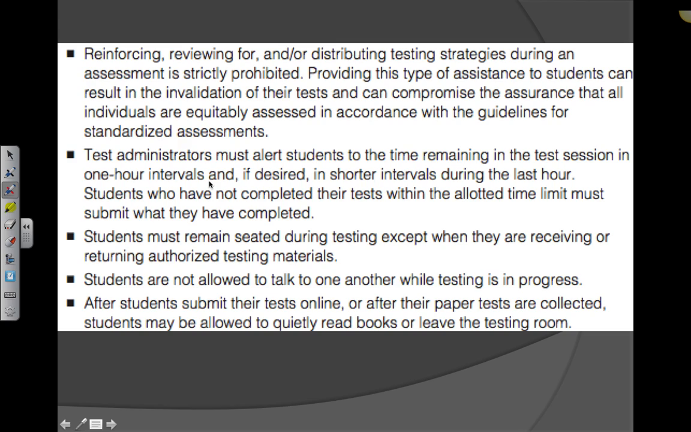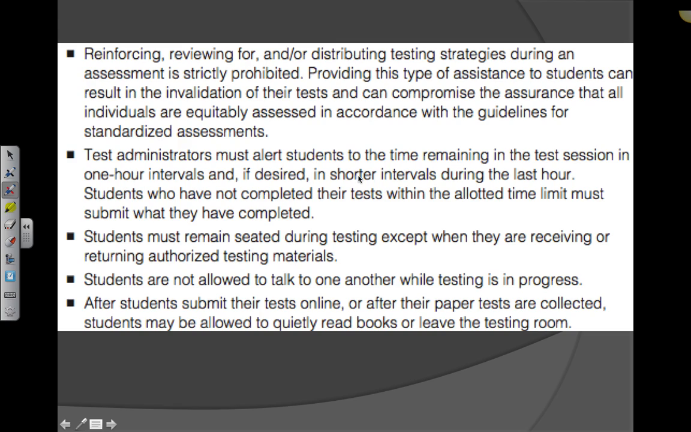Reinforcing and reviewing testing strategies: you cannot do that, not even before the directions are read. We cannot go over any testing strategies. We have those covered up for a reason. We're not allowed to remind them of that on the testing day at any time.